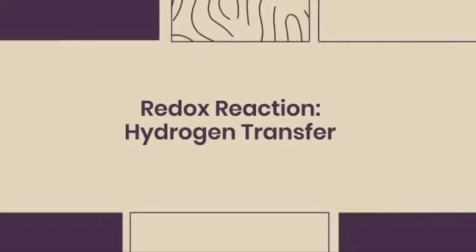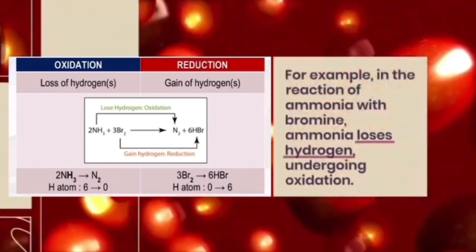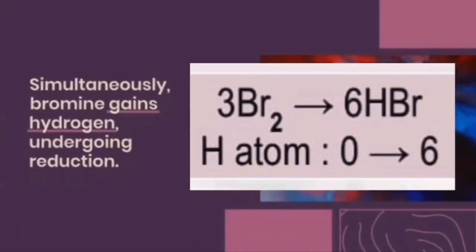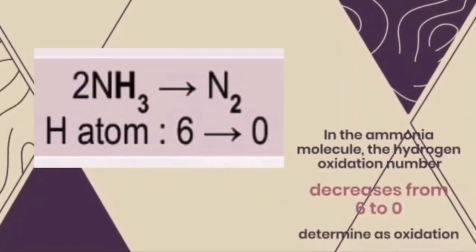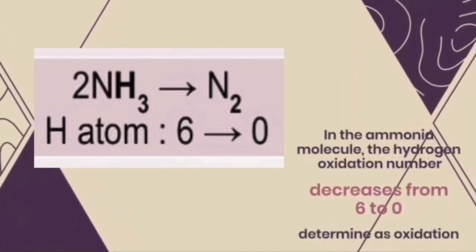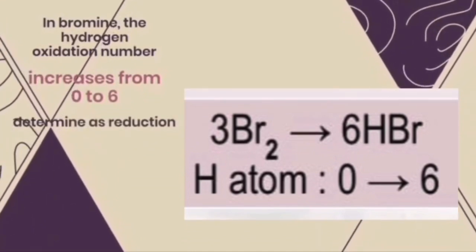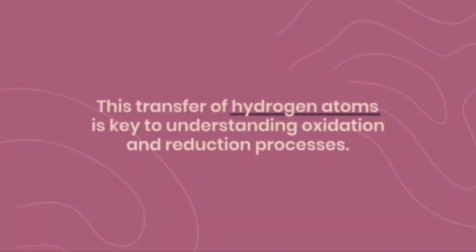Second, redox reaction of hydrogen transfer. For example, in the reaction of ammonia with bromine, ammonia loses hydrogen, undergoing oxidation. Simultaneously, bromine gains hydrogen, undergoing reduction. In the ammonia molecule, the hydrogen oxidation number decreases from 6 to 0, determined as oxidation. In bromine, the hydrogen oxidation number increased from 0 to 6, determined as reduction. This transfer of hydrogen atoms is key to understanding oxidation and reduction process.